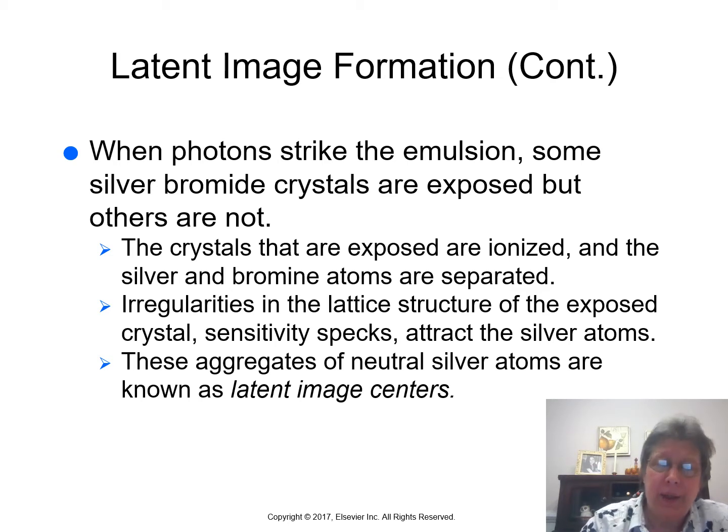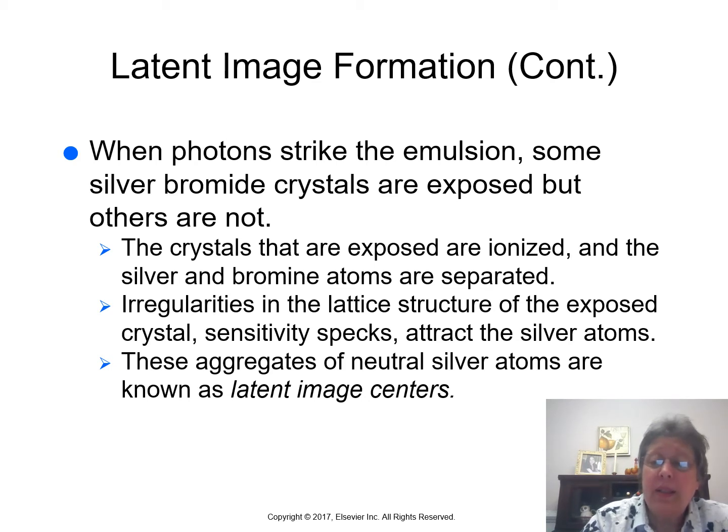So let's take a closer look at this. It says the crystals that are exposed are ionized, and the silver bromide atoms are separated. What happens is when the X-ray photons hit that emulsion, the silver and the bromide give up an electron. Also on that film emulsion is what we call sensitivity specs. The sensitivity spec is positive.